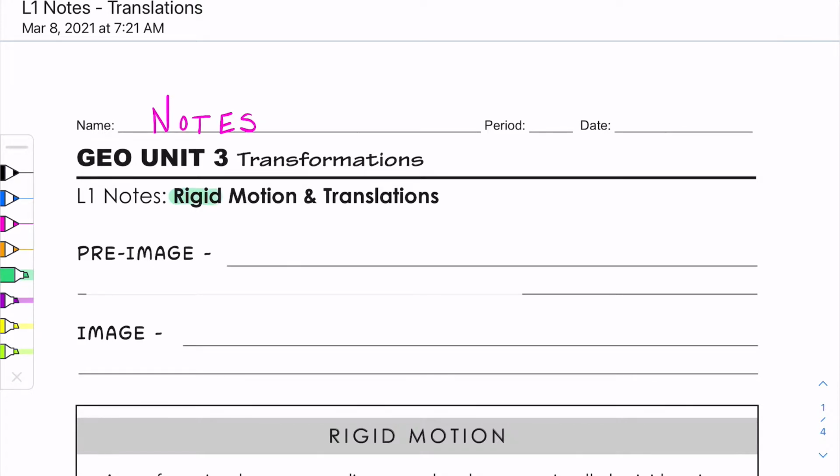Today's lesson is specifically on rigid motion and translations. So translations include shifting your graph or shifting your object left or right on the coordinate plane, up or down on the coordinate plane.